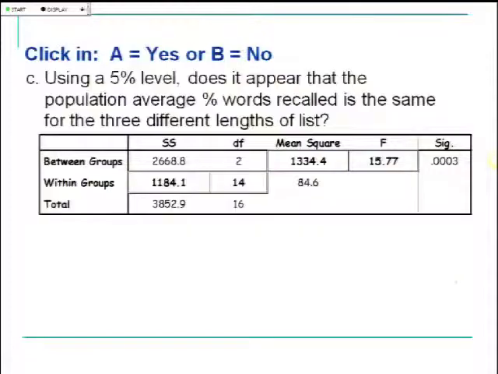All right. Oh, I think I skipped. No, is that right? That's our next question, isn't it? Using a 5% level. Does it appear that the population average percent of words recalled is the same?